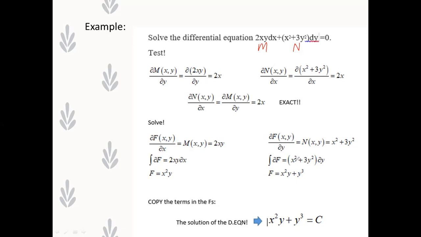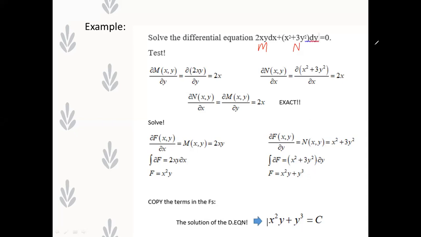So x is considered a constant. So meaning this x squared in the entire thing is a constant. So x squared partial differential of y will be x squared y. And integrating 3y squared using power rule will yield y cubed because this would be 3y cubed over 3. So that would be y cubed.